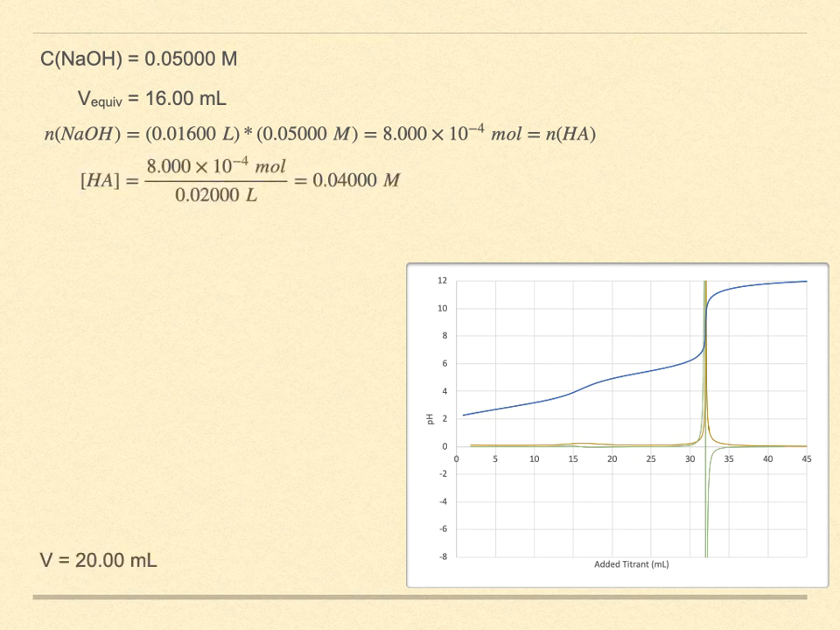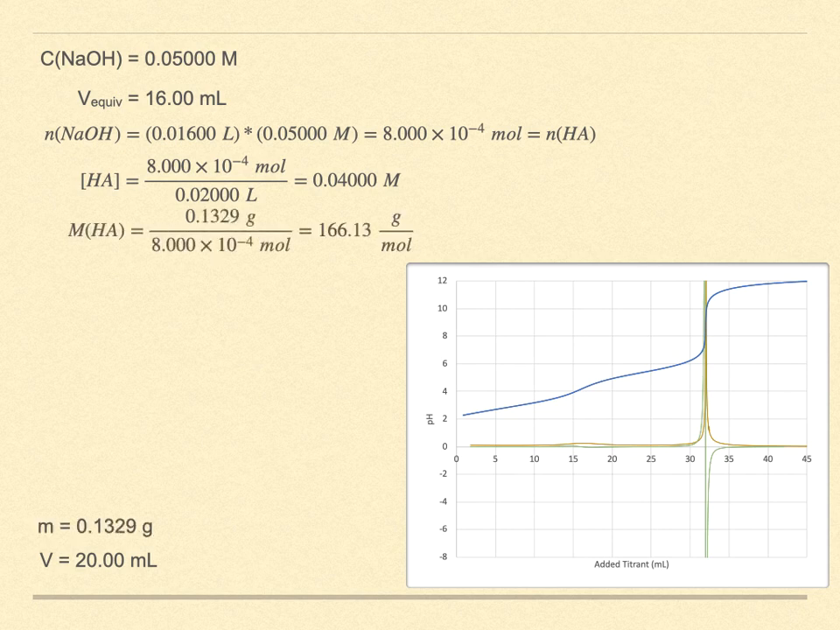We know that the original volume of the acid was 20 milliliters. Therefore, we can calculate that the original concentration of the acid was 0.04 molar. We know the mass of added acid was 0.1329 grams, so we can determine its molar mass now. It is 166.13 grams per mole.